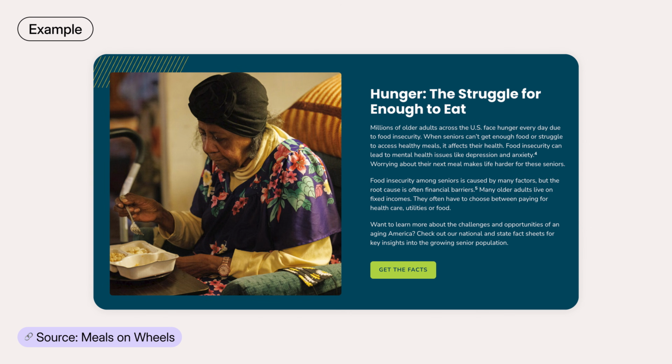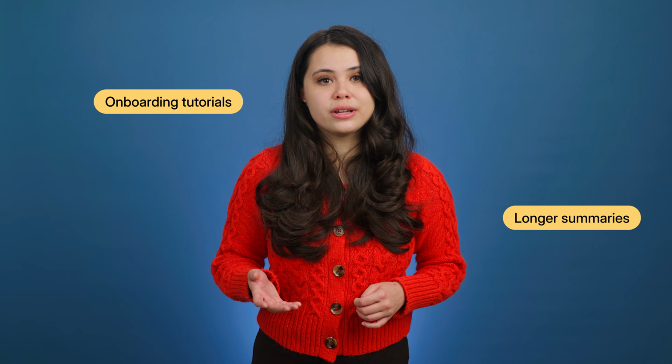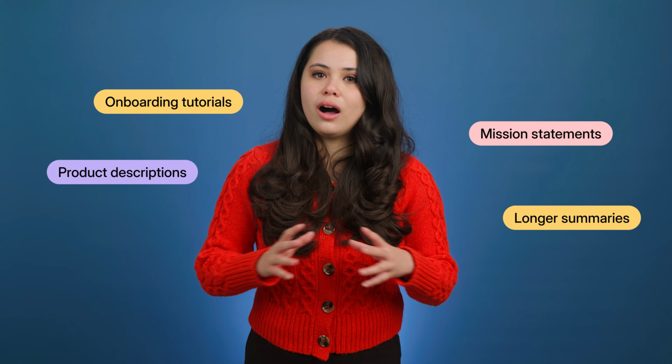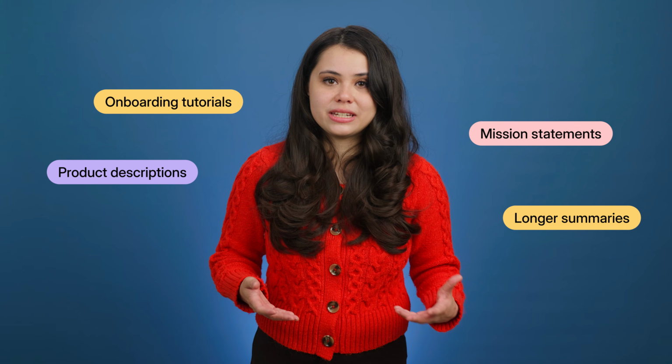These days, short-form copy often acts as the default method for communicating information to audiences. There's enough length to give some detail, but not enough to bore users. You can find short-form content in onboarding tutorials, longer summaries, product descriptions, and detailed mission statements. All writing that should be read, but doesn't need to be nitty-gritty with the details.